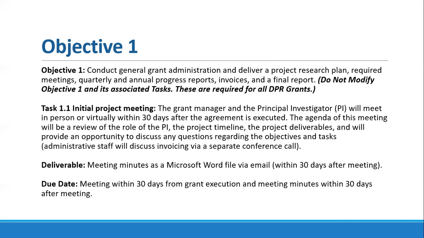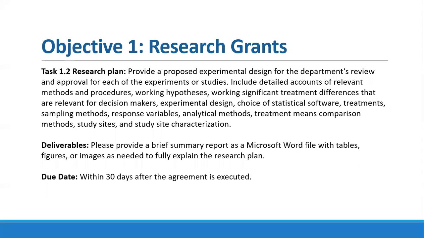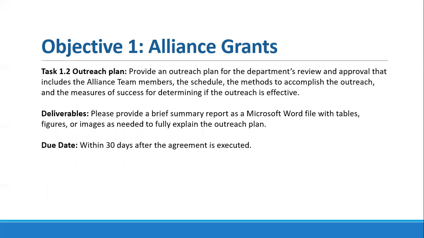So for objective 1, which is conducting general grant admin and delivering either a research plan for our research grants. And this has a number of tasks included, and a lot of these describe the touch points that DPR is going to maintain through the life of the grant, including things like the initial project meeting, quarterly meetings, and annual meetings. Here we see the tasks devoted to the research plan for research grants, but for Alliance grants, which might be more relevant for today's discussion, the outreach plan that needs to be submitted for any funded projects.